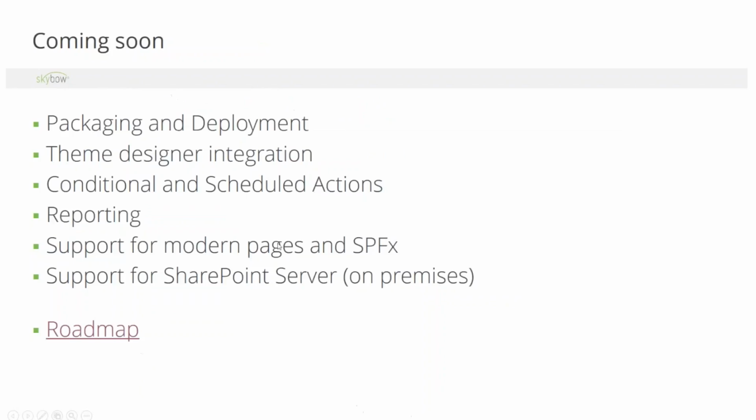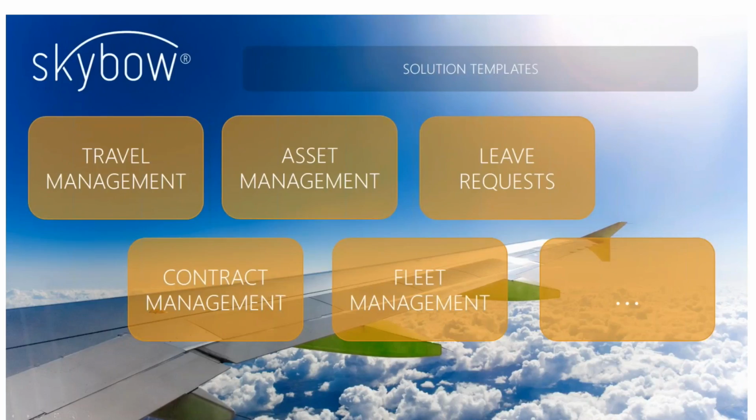Cool. We are actually coming slowly to the end. Typical solutions, and we're going to be templating some of those, are travel management, asset management, which we can just show, leave requests, contract management, fleet management. Those are the kind of things which you can really easily and fast build with Solution Studio Online. This is just some of the examples of what can be done.